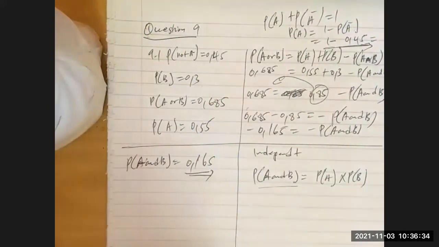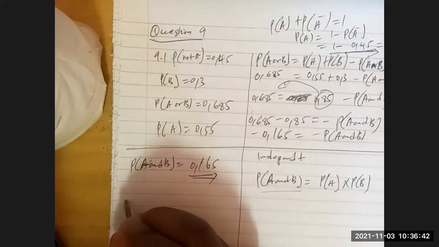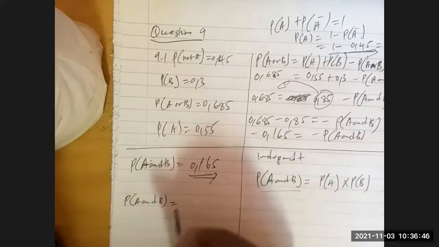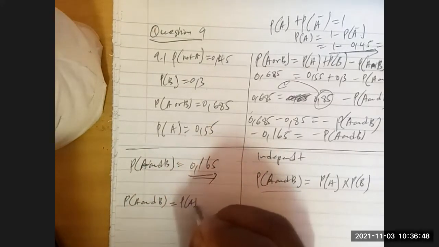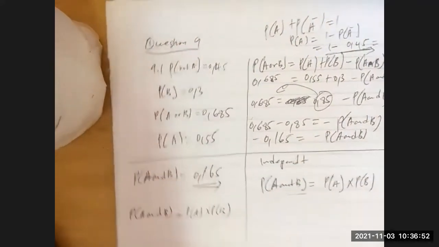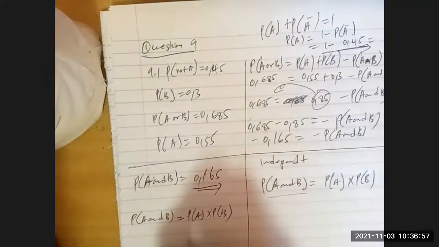So now we want to prove whether events A and B are independent, right? So now let's find out. The probability of A and B must be equal to the probability of A multiplied by the probability of B, right? For it to be independent, if it doesn't satisfy this condition, then it is not independent, right?